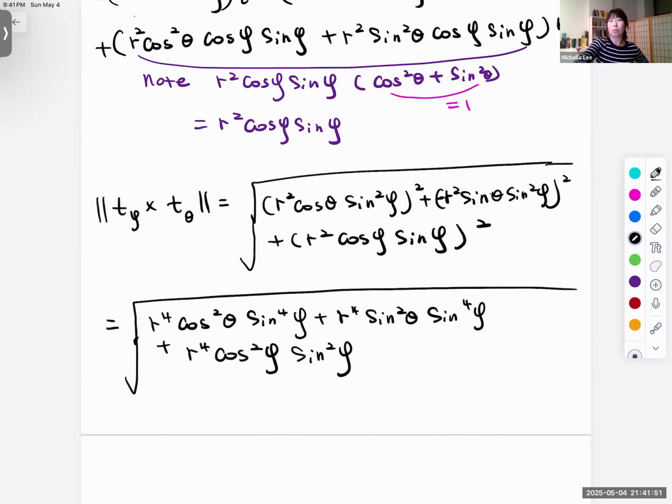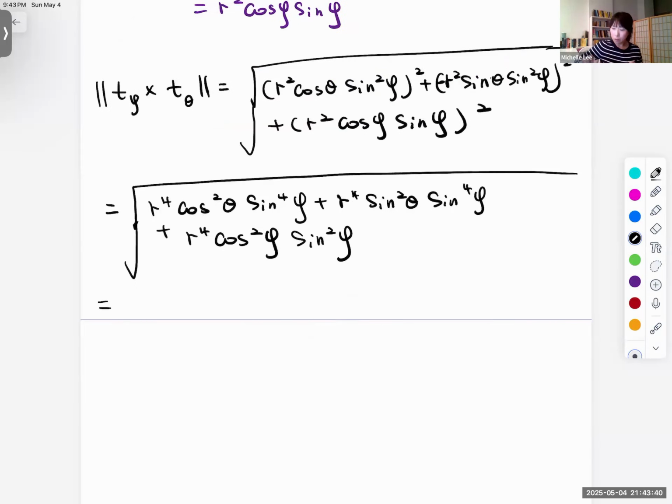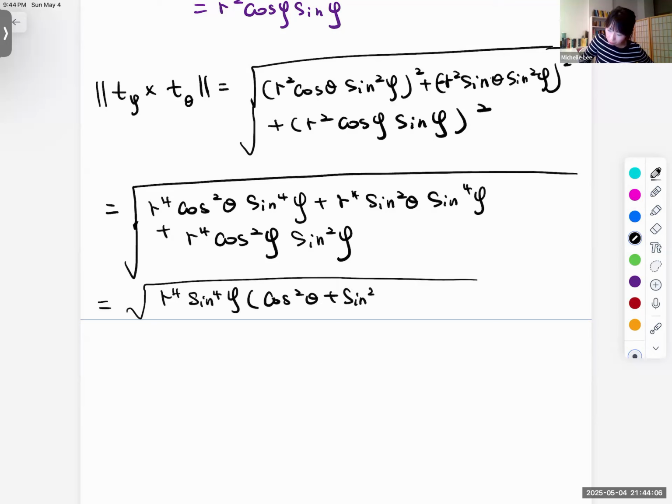Okay, let me see how we can combine it. So we can factor out r to the fourth power sine to the fourth power of phi from two terms. So we will have r to the fourth power sine to the fourth power of phi, then we have a cosine squared theta plus a sine squared theta, plus r to the fourth power cosine squared phi sine squared phi. We notice that this is also 1.